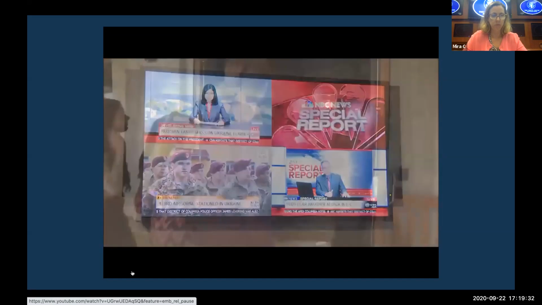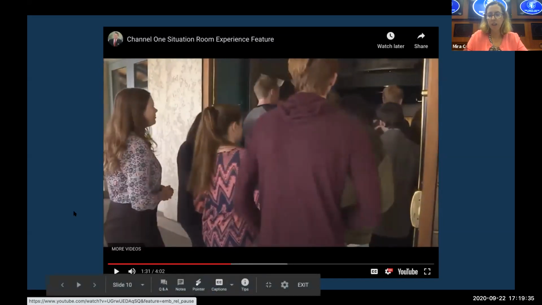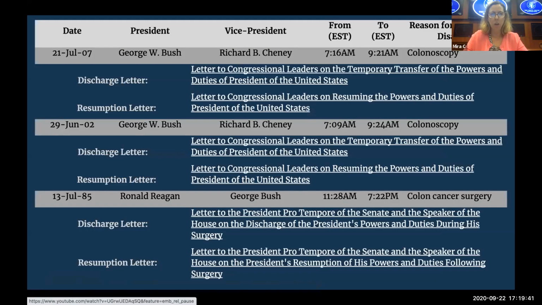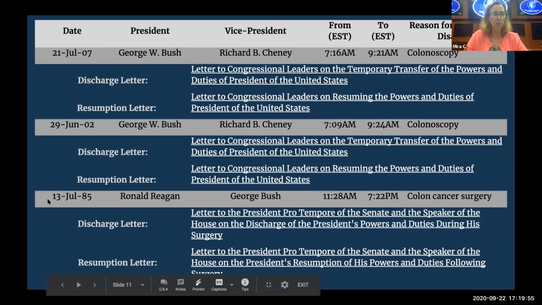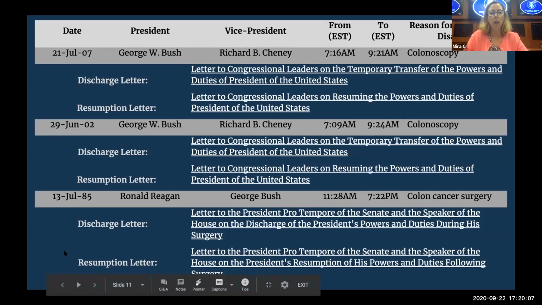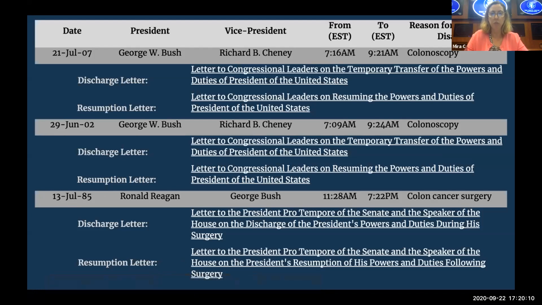When you come and participate in the Situation Room experience, I'm going to cut it off there, in the interest of time. And very quickly, going back to the 25th Amendment: Section 3 of the 25th Amendment has been enacted later on, by President Reagan himself, as you see here, when he went in for colon cancer surgery. And twice by George Bush. So Section 3 has been enacted. Section 4 has never, ever been enacted.